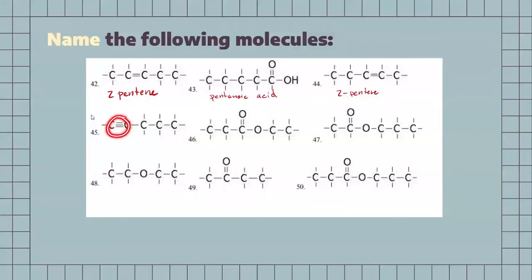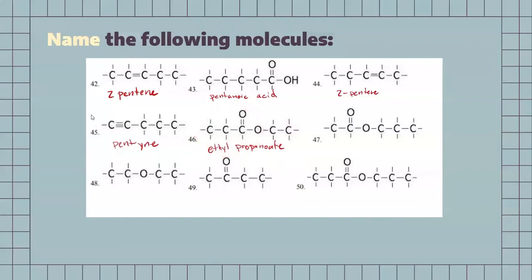On 45, we have an alkyne there, so this would be pentyne. For 46, this is going to be our ester. So the ester is on the 3-carbon chain, and then we are adding 2 carbons on the other side of the ester. So the proper name for this one would be ethyl propanoate. Ethyl for the 2 carbons and the propanoate because that is where our ester is.